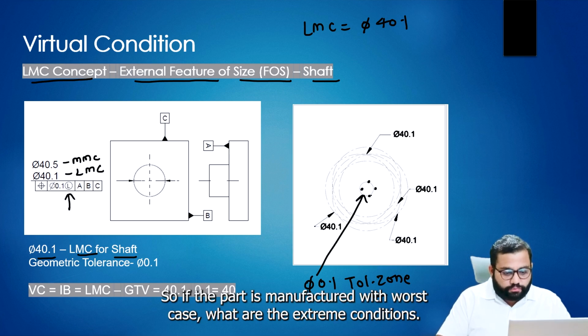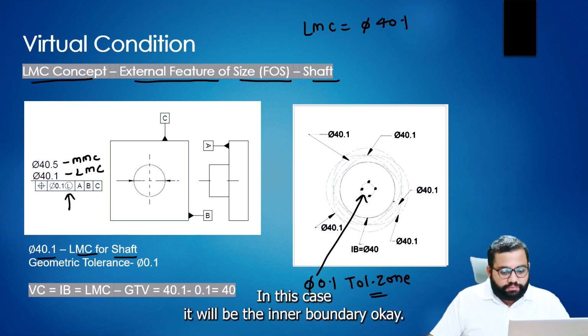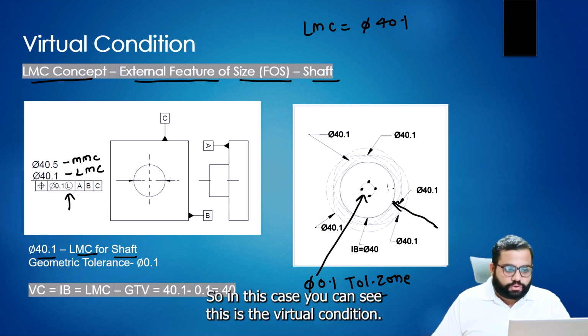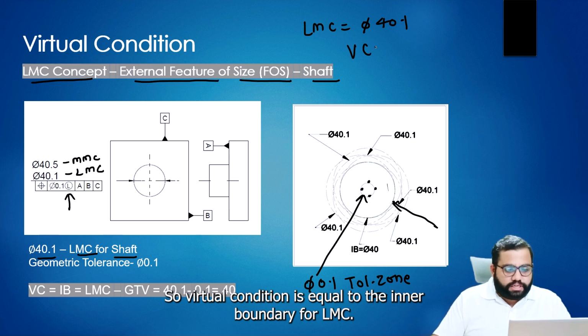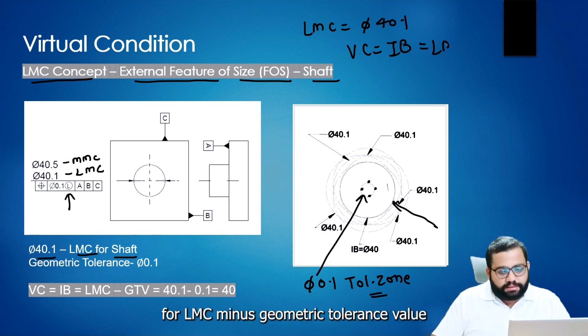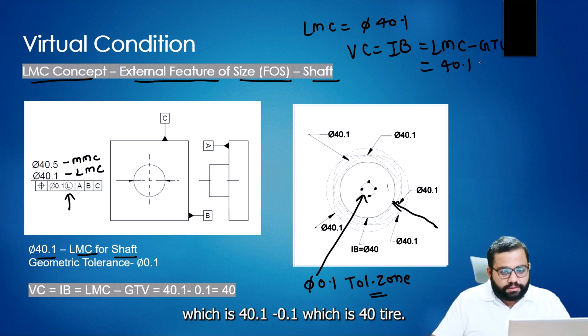If the part is manufactured with worst case or extreme conditions, what will happen? In this case, it will be the inner boundary. You can see this is the virtual condition. The virtual condition is equal to the inner boundary for LMC. In the LMC concept, for the external feature of size or shaft, it will be the inner boundary: LMC minus the geometric tolerance value, which is 40.1 minus 0.1, which is dia 40.